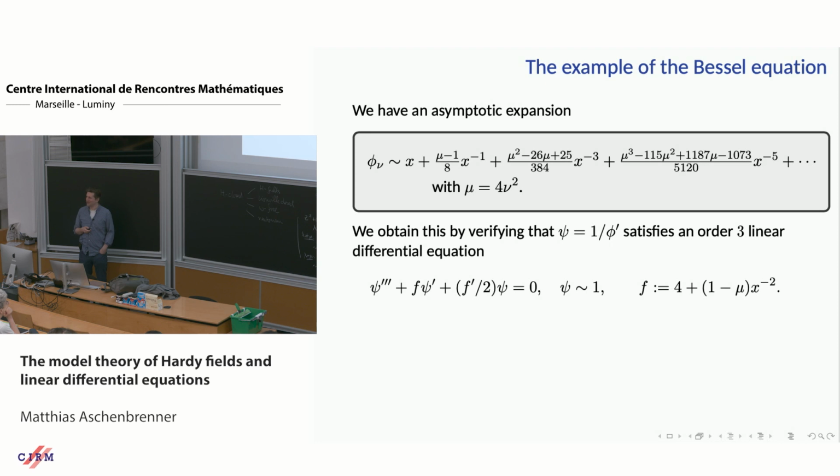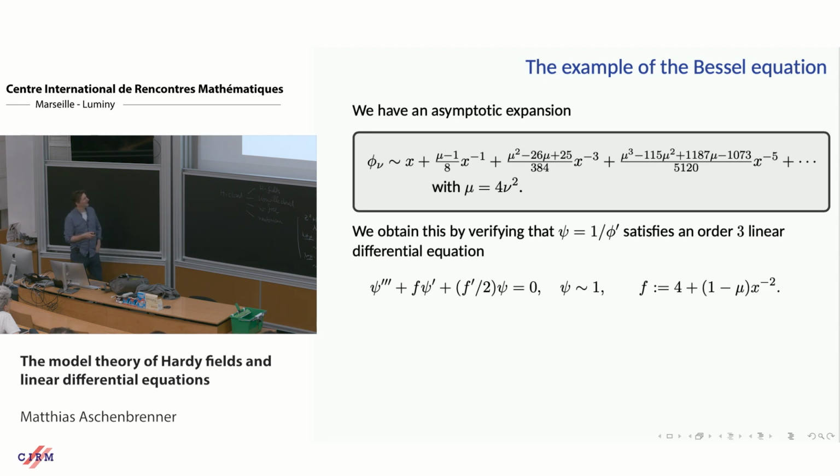And let me show you how. There should be at least one proof in every talk, right? Let me sketch you how the proof goes. So this phi satisfies a certain horrendous algebraic differential equation. But there's a miracle. If you look at 1 over phi prime, it satisfies a nice linear differential equation of order 3. And this is the equation.